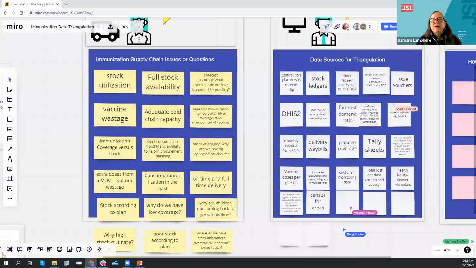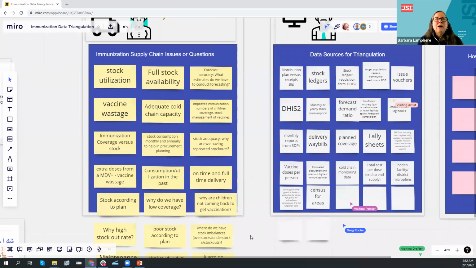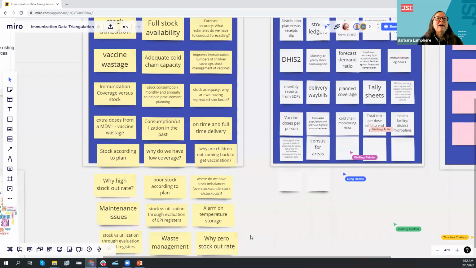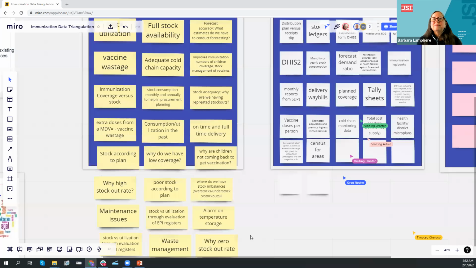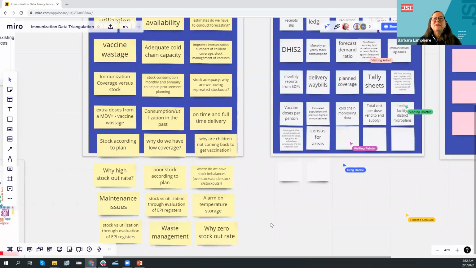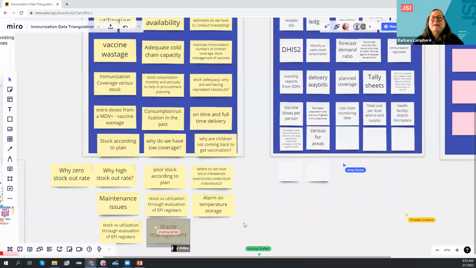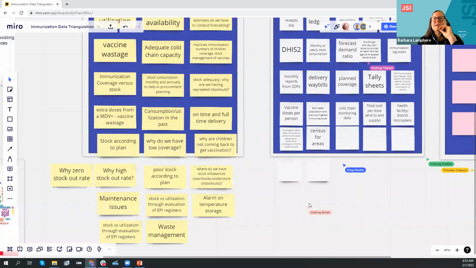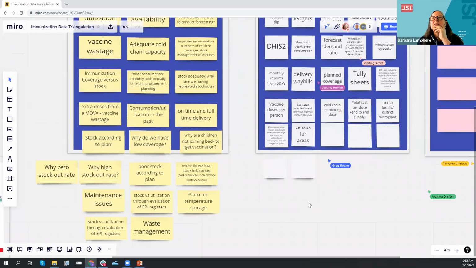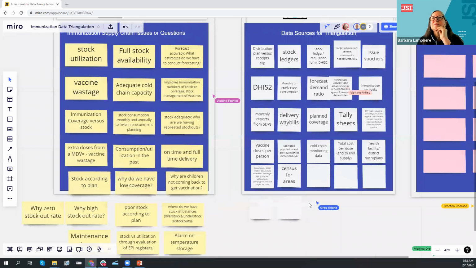Let's see if there are any other ones that we particularly want to look at here. Why high stock out rates? Why zero stock out rate? Those are interesting comparisons. So if you want to know why there's a high stock out rate or why there's a zero stock out rate, we're going to be looking at stock ledgers. What else could we look at when we're looking at stock out rates? What are some of the data items we would want to triangulate to try to figure out stock outs? Any panelists want to comment on addressing stock outs?